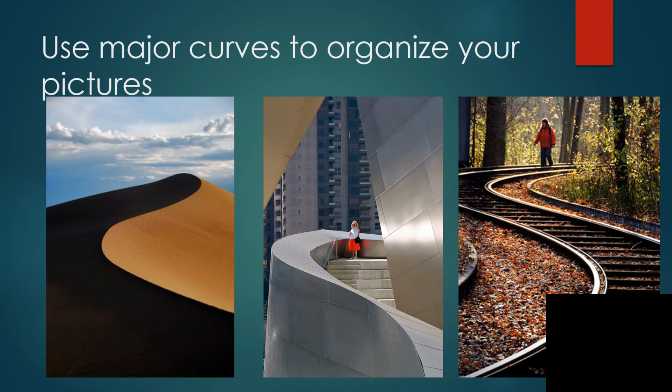Pictures can be restful or pictures can be active. And if you are after a restful kind of picture, then look around for major curves. And if you can put these curves into your first four lines, which are the edges of the picture, the camera gives you two vertical, two horizontal lines, and then you can put a major curve in there. That's going to make for a relaxing looking picture.